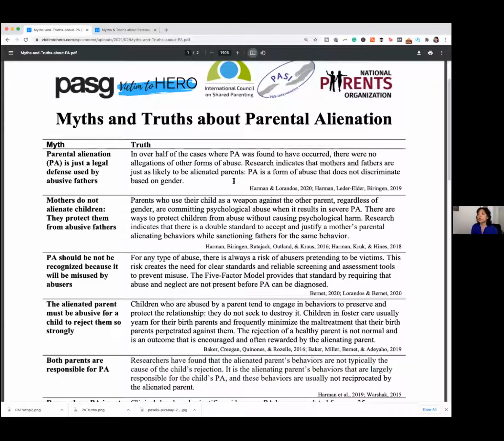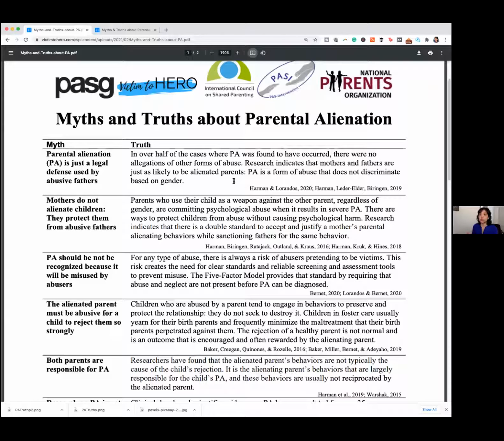Parental alienation is a form of abuse and it does not discriminate based on gender. I'm sure some of you are alienated mothers, some are fathers, right? And I love to hear it, because what they're trying to say here is that only fathers claim to be victims of parental alienation. That's not true at all, because I am a mother and I am a victim of parental alienation.